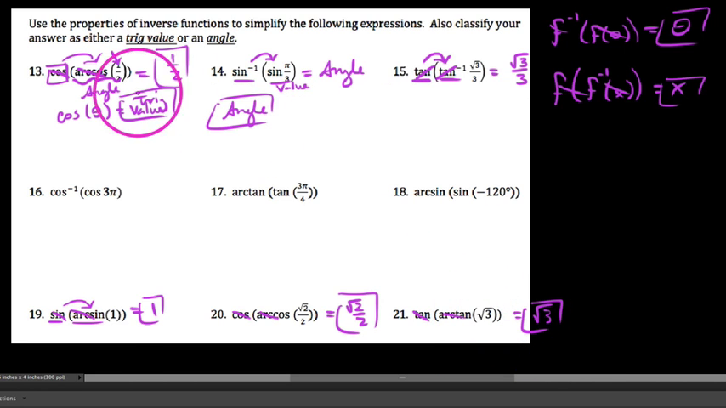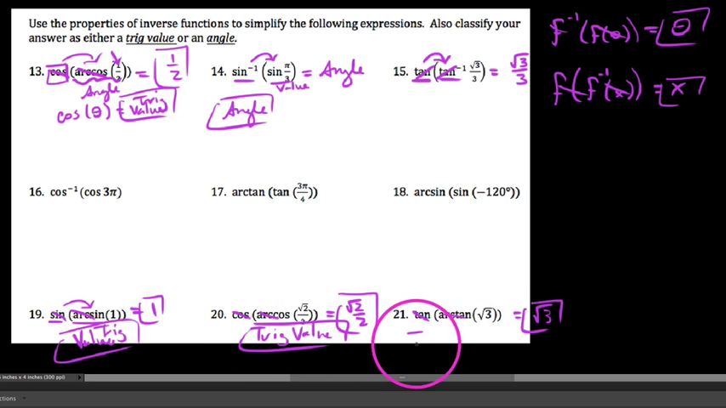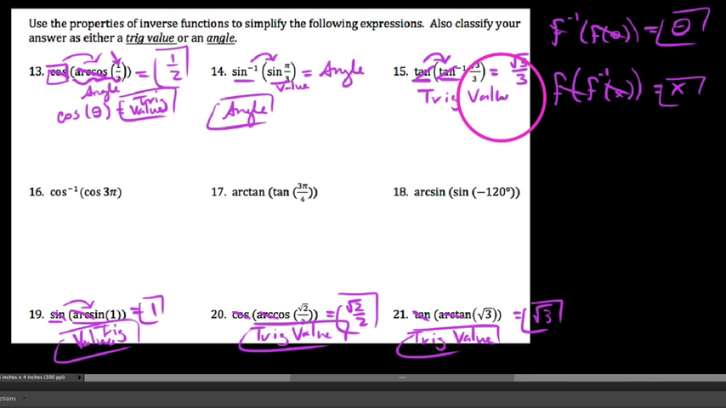Now, going back and looking at these remaining ones, these were all trig values. On all of these that we just evaluated, we were taking a trig function of an inner angle, and they just happen to be inverses of one another. So we get a trig value whenever we take a normal trig function of an angle. When we take an inverse trig function, like I mentioned, of a trig value, then we're going to get an angle back.